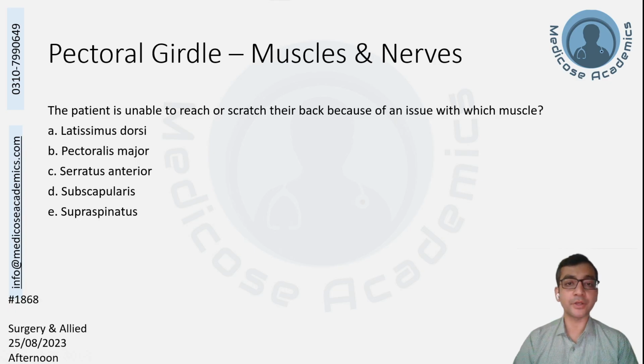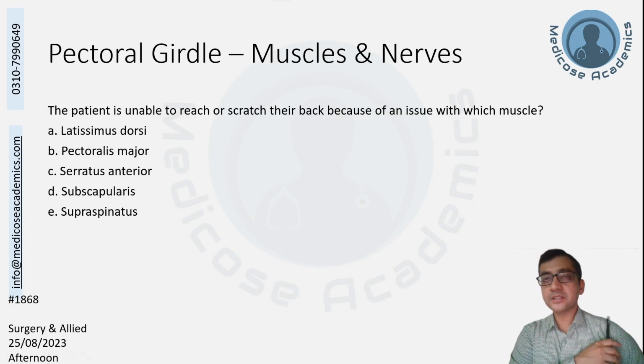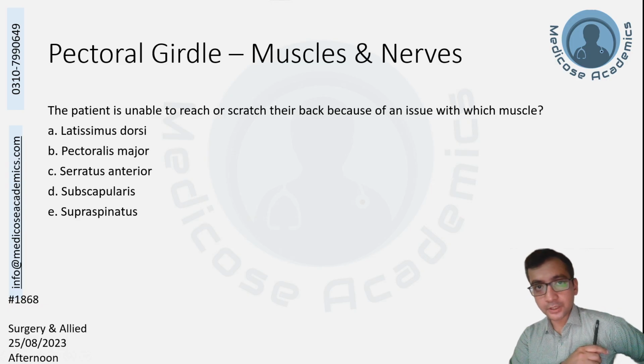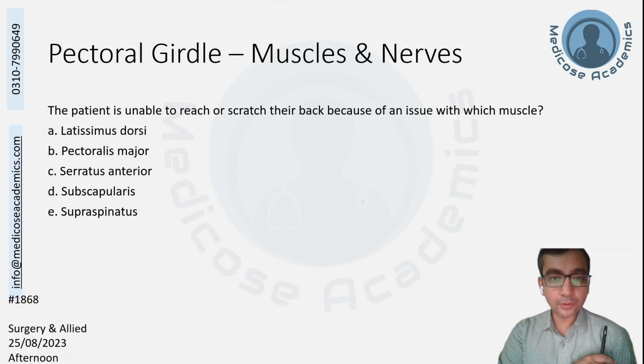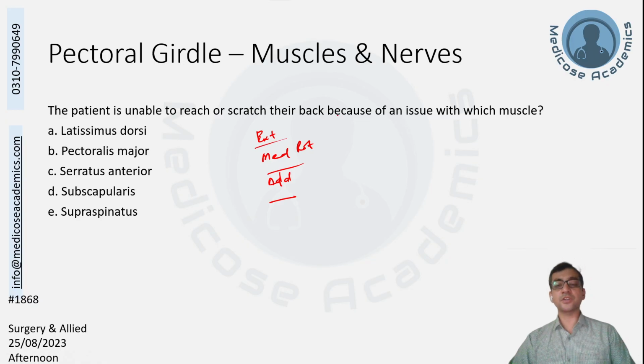A patient is unable to reach or scratch the back because of an issue of which muscle? Before answering this question, try scratching your back like this. What movements have occurred in the shoulder joint? To get to the back, you have extended your shoulder, you have medially rotated the humerus, and you have adducted. So we have extension, medial rotation, and adduction. You have to figure out which muscle performs all of these three functions. That is the latissimus dorsi muscle.